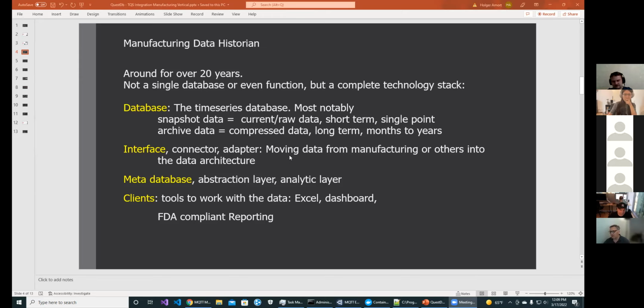And of course, out of the box, they provide you with client tools to work with Excel or create a dashboard or create reporting. So a time series database, in manufacturing called a data historian, is really a technology stack, and you basically buy the whole package of a proprietary system.